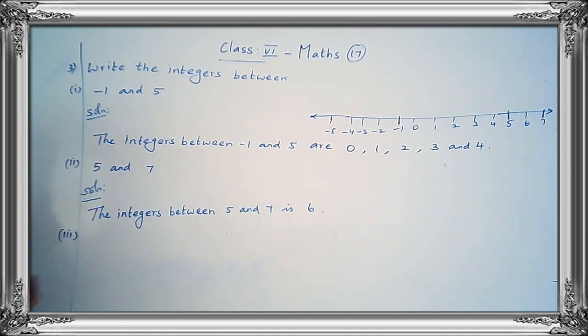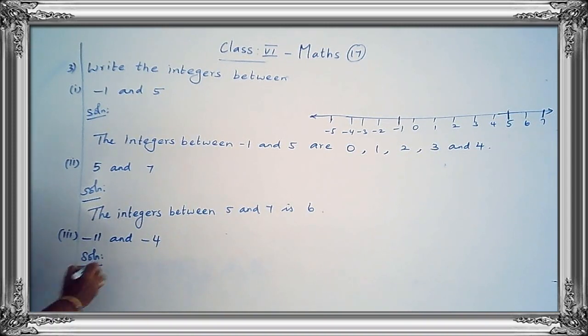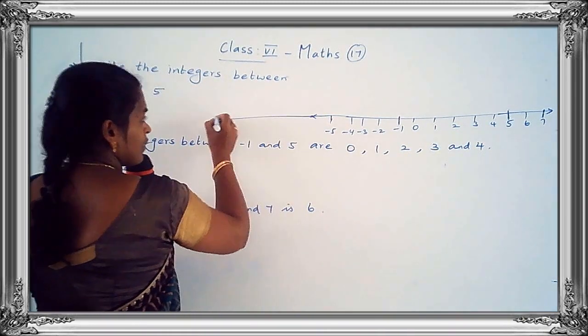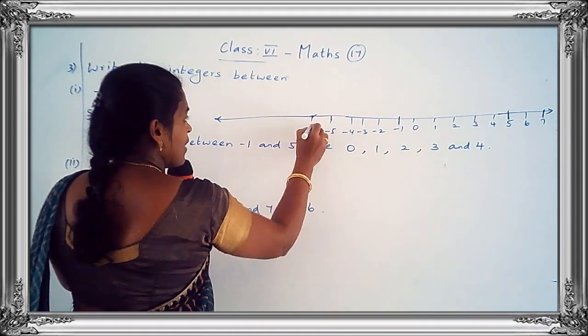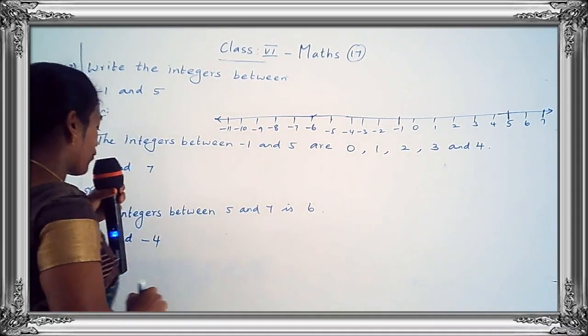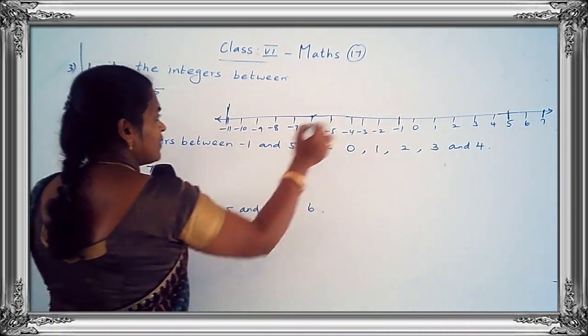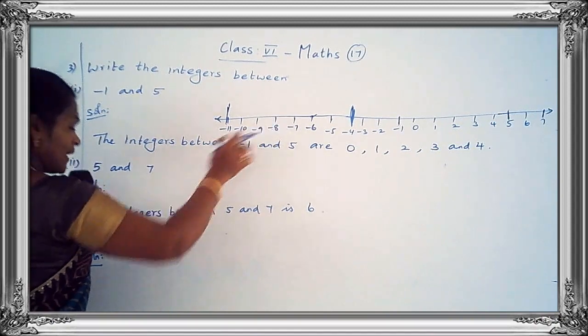Clear? The third one, minus 11 and minus 4. Okay, minus 11 and minus 4. Now you say the integers between minus 11 and minus 4. The integers that lie between minus 11 and minus 4. So what all will come? Now you continue the negative numbers. Okay, minus 6, minus 7, minus 8, minus 10, minus 11. Okay, now you want integers between minus 11 and minus 4. So minus 11 here, minus 4 here.